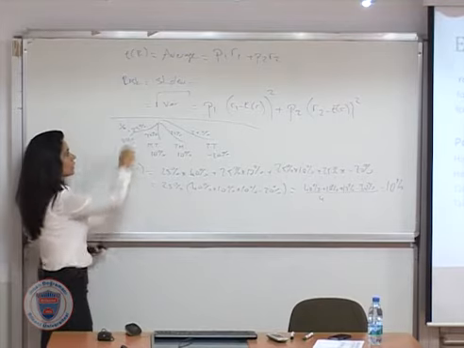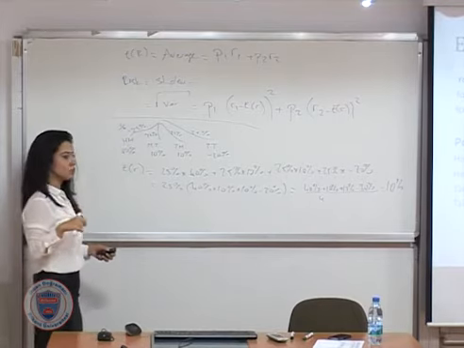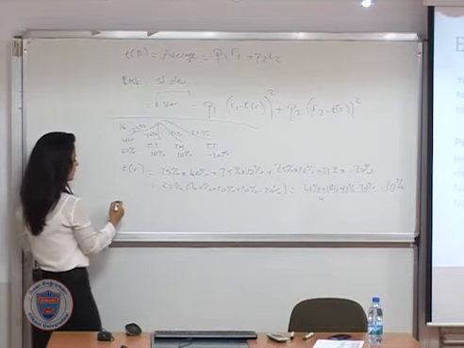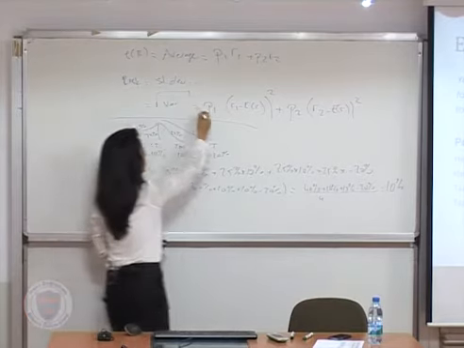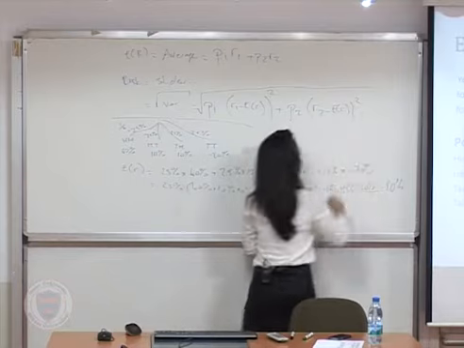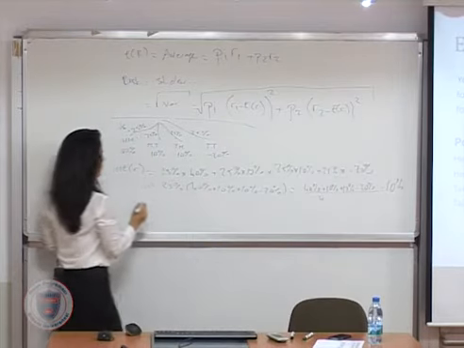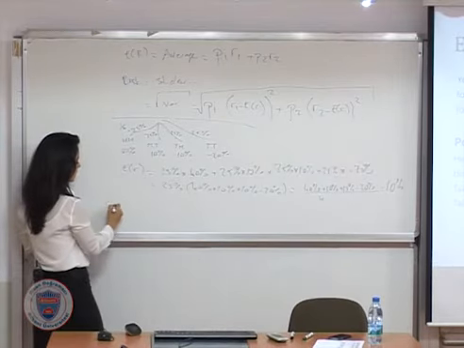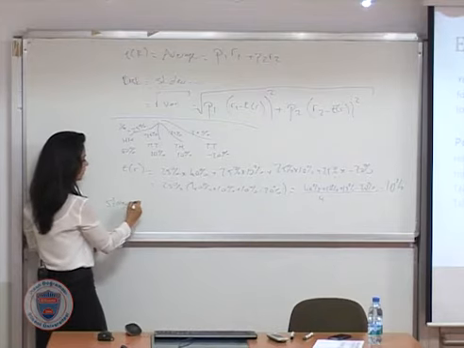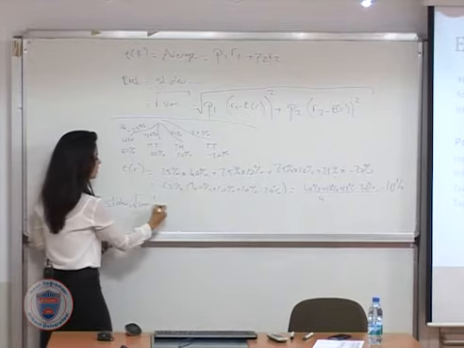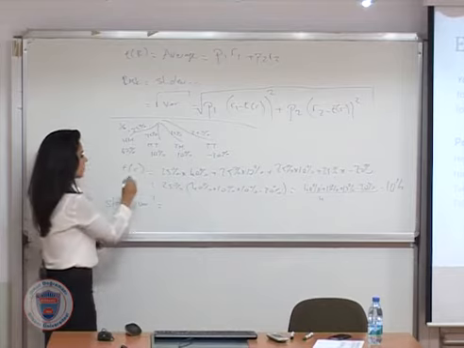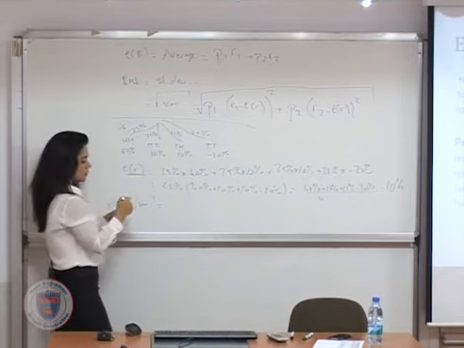Expected return: if the possibilities are the same, you just take the average of the returns. Now in the second part, you need to calculate the standard deviation, which is the square root of the variance. So standard deviation will be the square root of the variance, which is equal to what? My expected return is 10%.